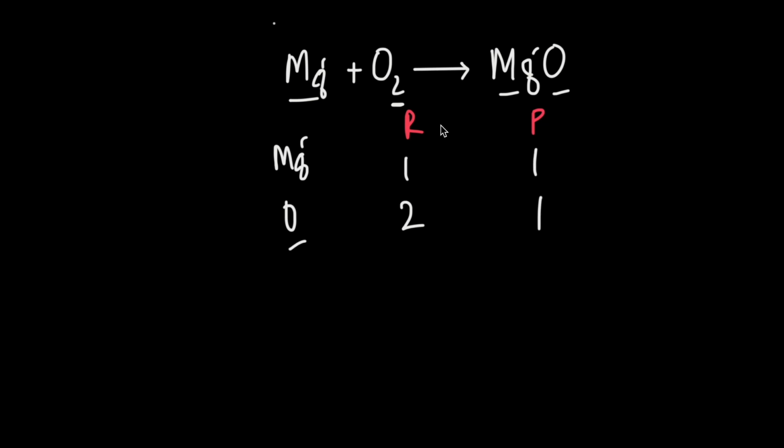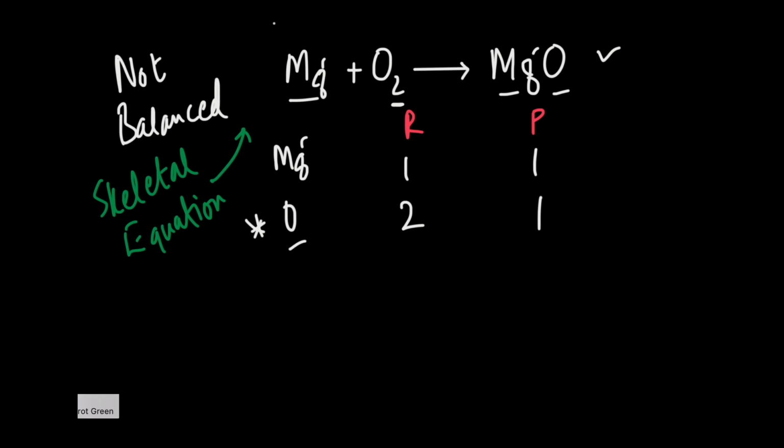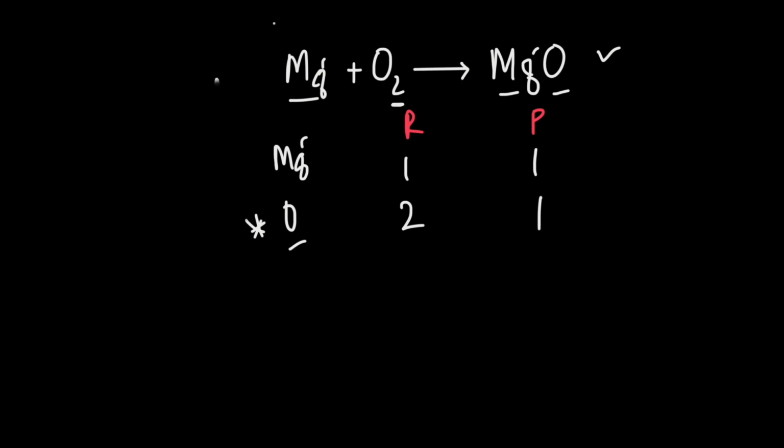So we can see that there is a disparity between the number of atoms on the reactant side and on the product side in case of oxygen. This means that the reaction here is not balanced. This is not balanced, and this kind of equation is called a skeletal equation. And to be diligent chemists, we need to dot our I's and cross our T's. So we need to balance our chemical equations. So we'll take a look at this equation itself, and let's try to balance this.